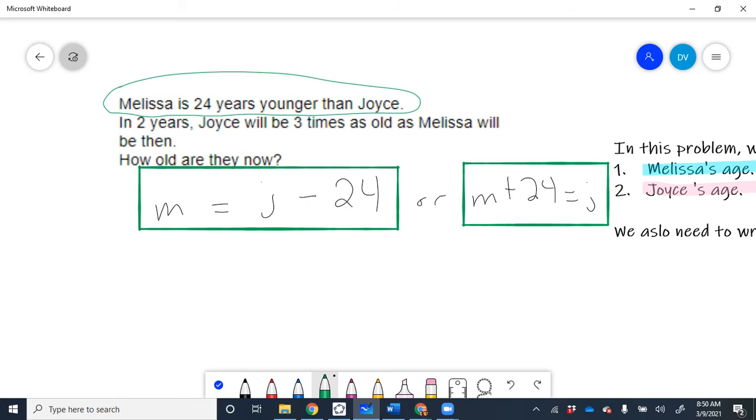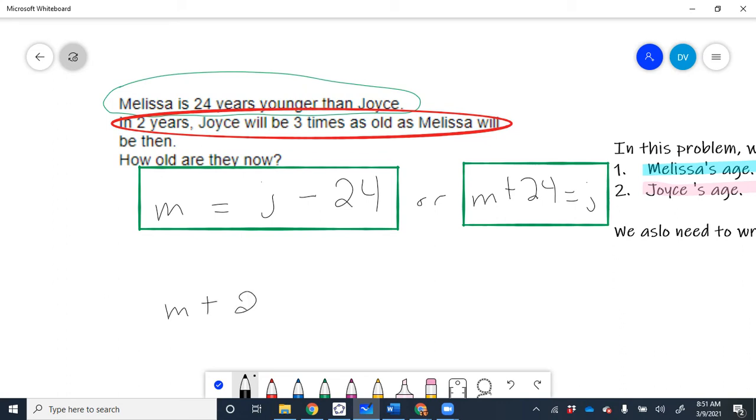But we now need to write another equation. And the other equation, let's use red, and let's get it from this sentence here. So my other equation will have to say that in 2 years, Joyce will be 3 times as old as Melissa will be in 2 years. I'm paraphrasing it. Let me say that again. In 2 years, Joyce's age will be 3 times what Melissa's age will be in 2 years. So what I want to write first is the two women's ages in 2 years. Melissa's age in 2 years will be M plus 2. I'm going to put equals even though they're not the same yet. And Joyce's age in 2 years will be J plus 2.